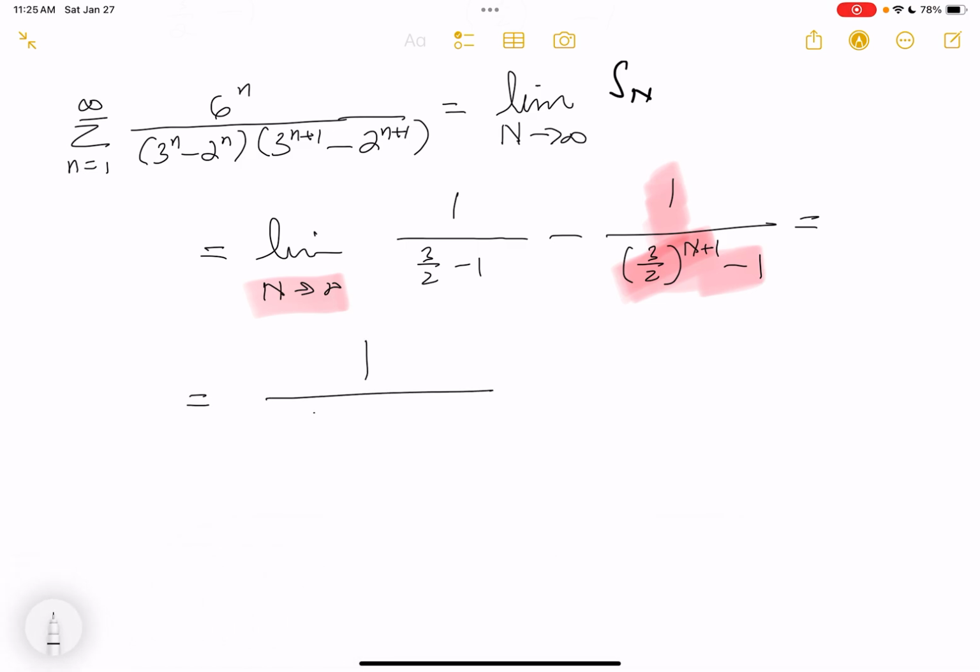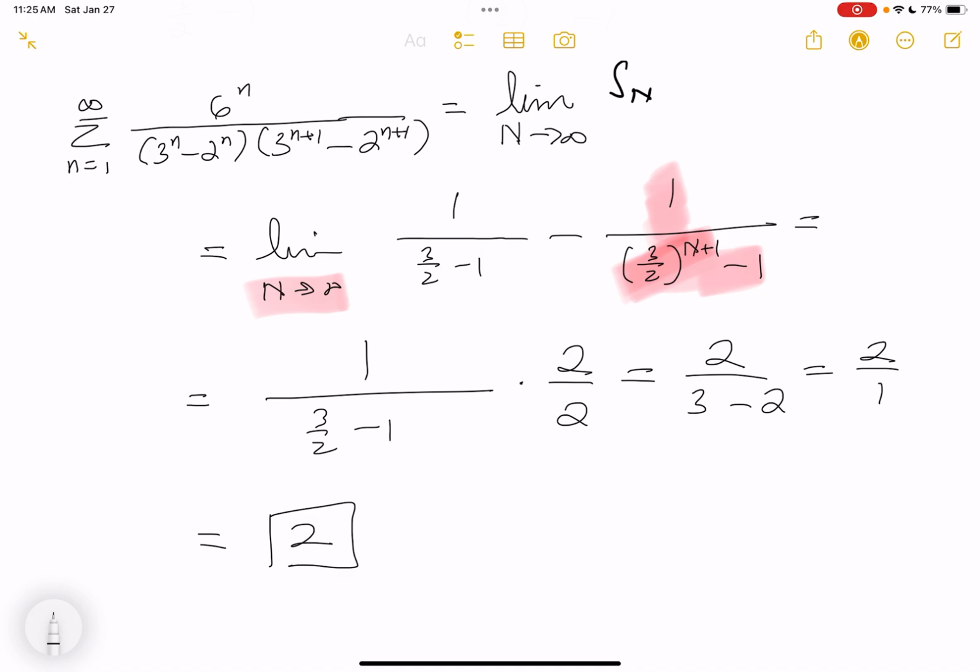This is going to be 1 over 3 over 2 minus 1. I can multiply top and bottom by 2. And what do you get there? You get 2. On bottom, what do you get? 3, because 2 times 3 over 2 is 3, and 2 times 1 is 2. And you get 2 over 3 minus 2, which is 1. And the sum turns out to be 2.